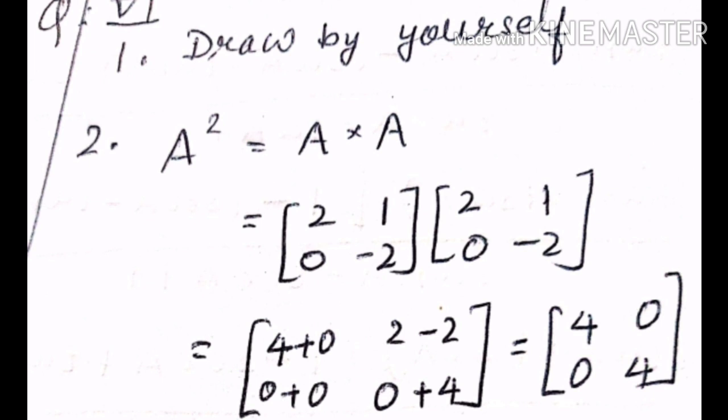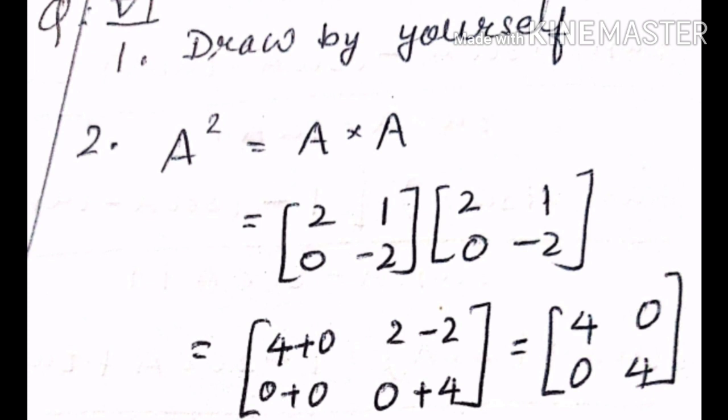Then question number 6, second part, is on matrices, where matrices A, B, C are given. So you have to find the value of A square plus AC minus 5B. First of all, A square is equal to A multiplied by A. So we write the A matrix 2 times and take the multiplication, and we get the answer as 4, 0, 0, 4.